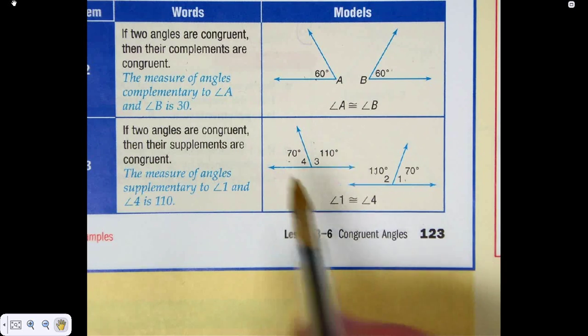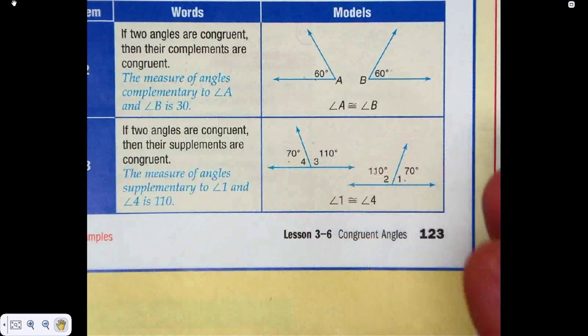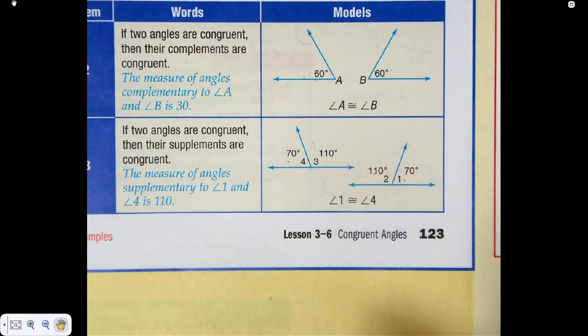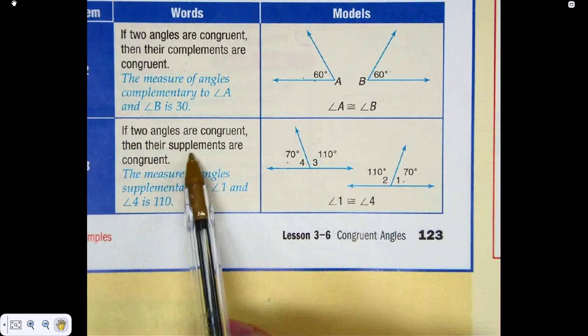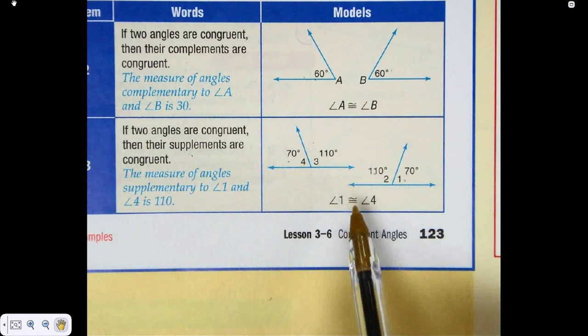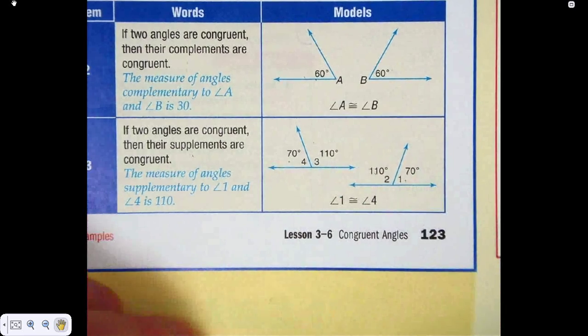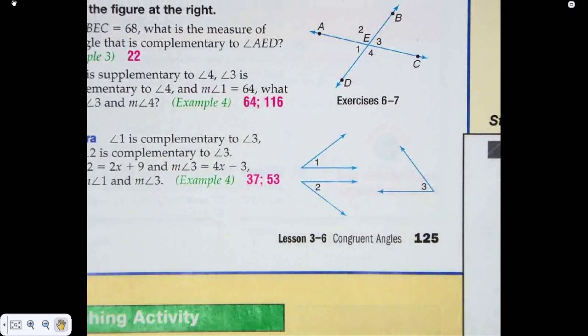40, right? If you had two complements, if you had two angles congruent to each other, they're going to have the same amount left to get to 90, aren't they? If you had two angles congruent, isn't the same amount going to be left to get them to 180? So you can kind of figure that out with common sense.